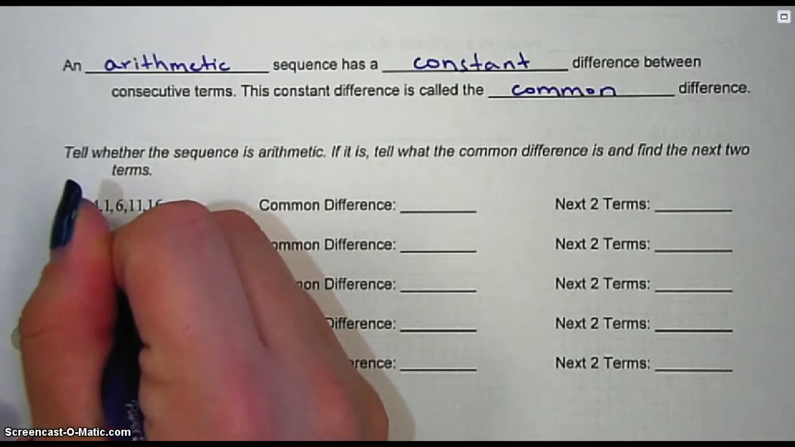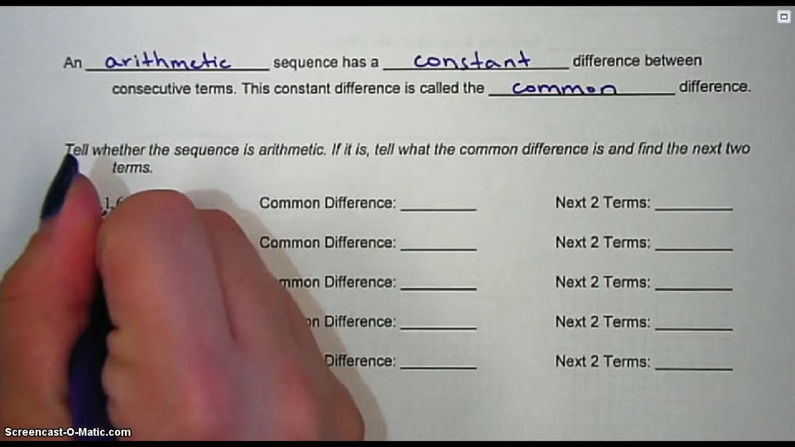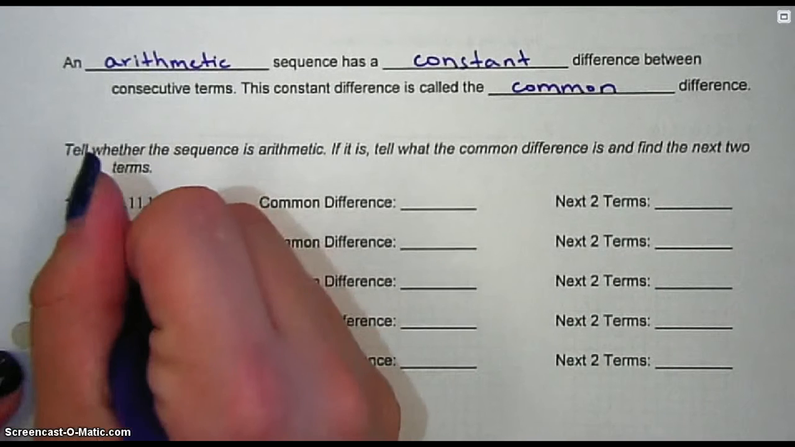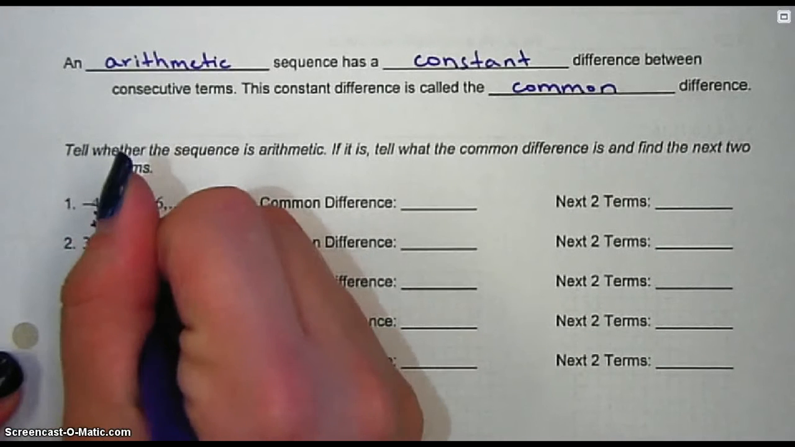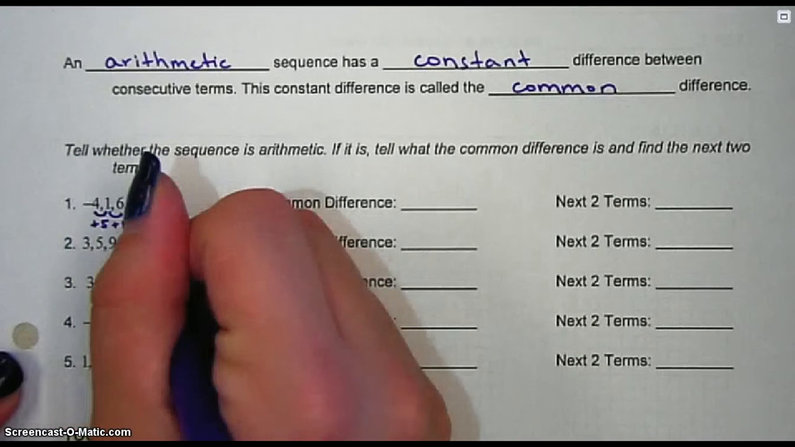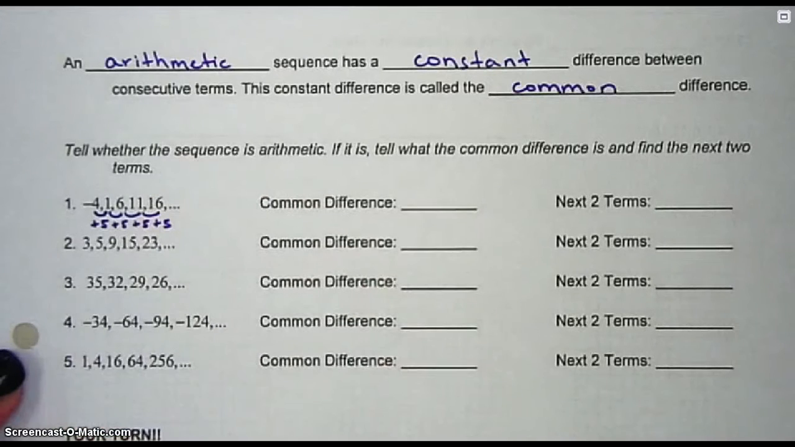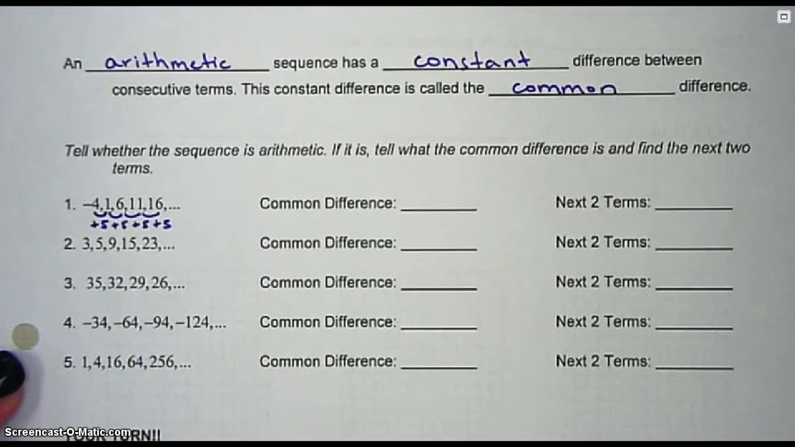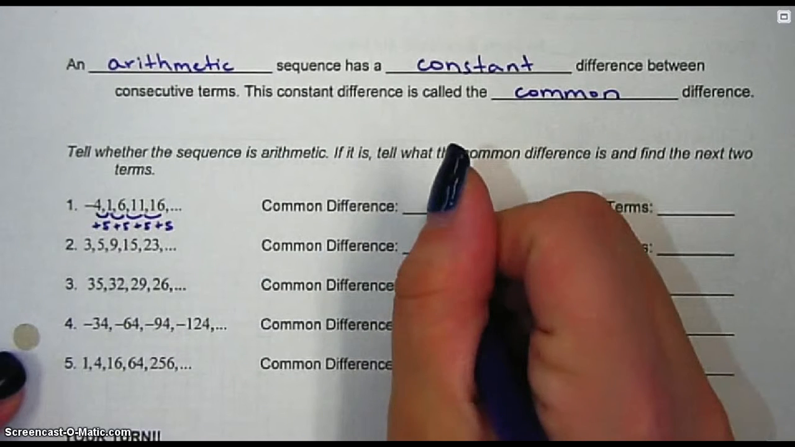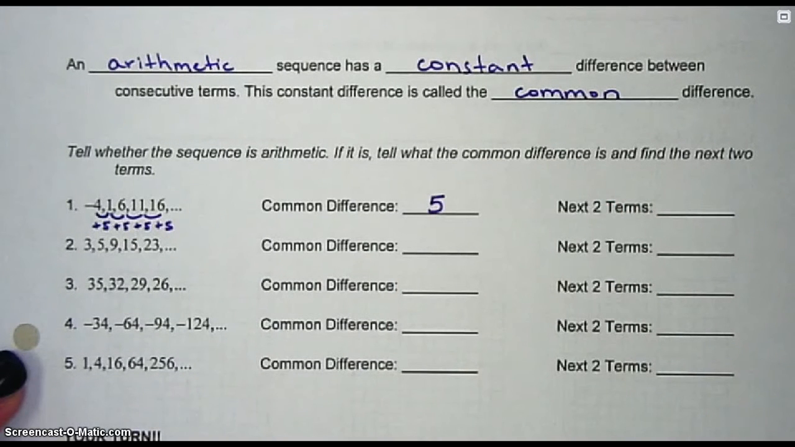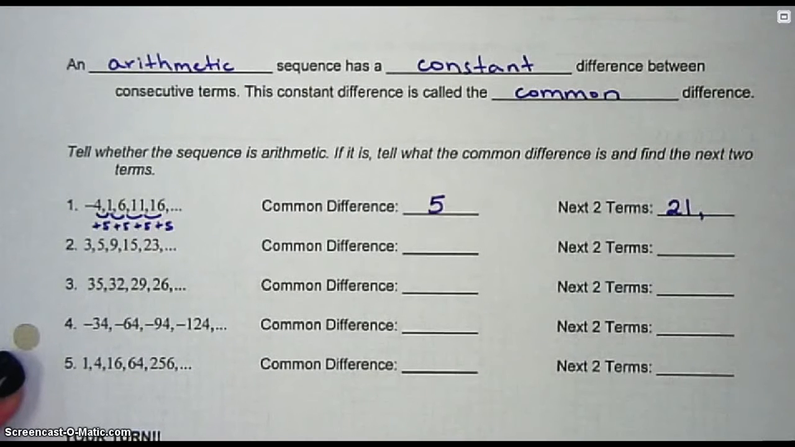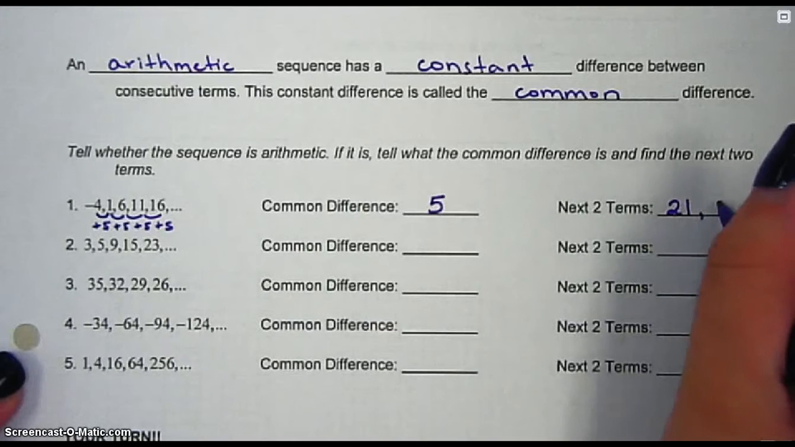When I go from -4 to 1, I'm adding 5. When I go from 1 to 6, I'm also adding 5. From 6 to 11, I'm adding 5. And from 11 to 16, I'm adding 5. Because I'm adding the same exact number every time, this is arithmetic. Its common difference is 5. To find the next two terms, I'm just going to add 5 on. So 16 plus 5 is 21, and 21 plus 5 is 26.